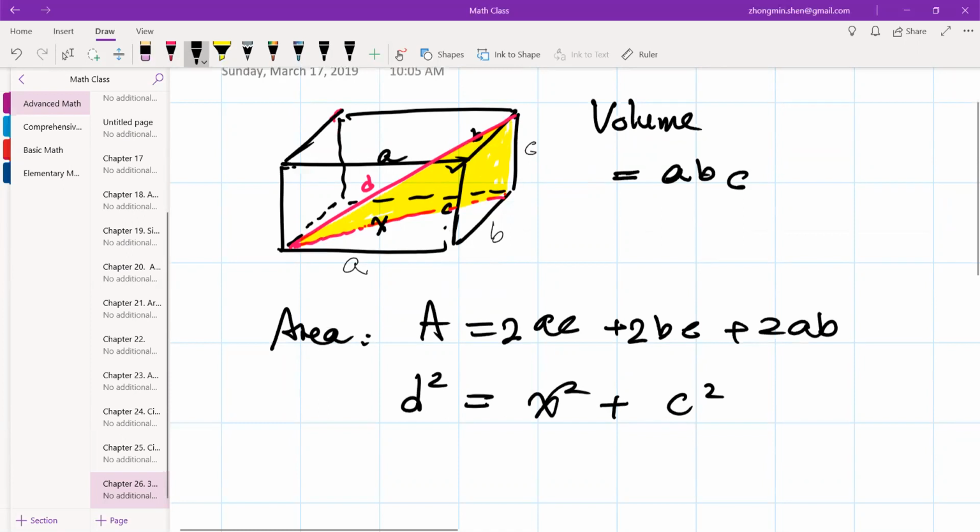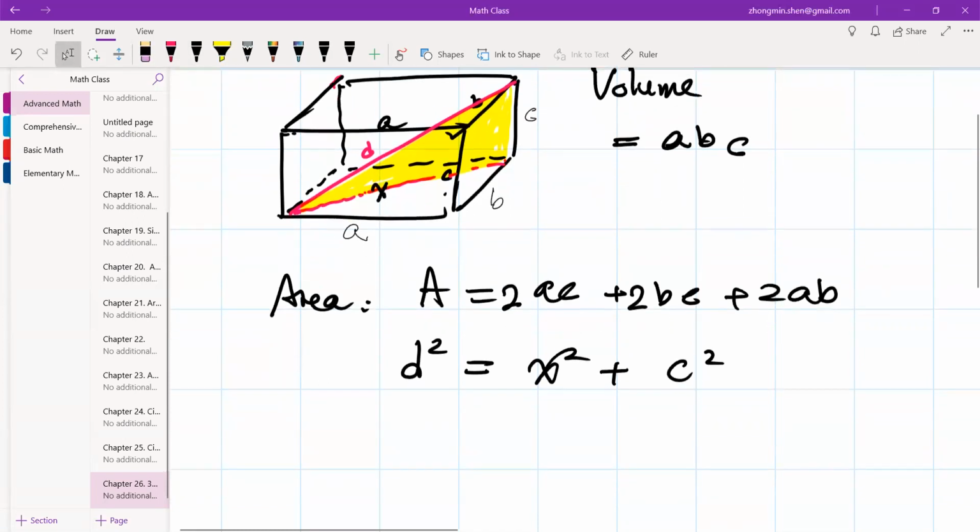But x squared is the diagonal of the triangle in the base, so x squared is going to be a squared plus b squared. So you get a kind of 3D formula of the Pythagorean theorem, right? d squared equals a squared plus b squared plus c squared. So that is the formula, okay?